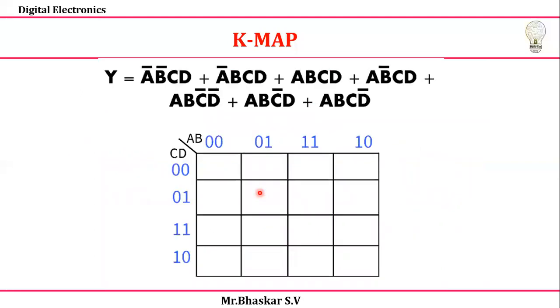Next, the four variable K-map. How to take the four variable K-map? Here we have A B C D, four variables. This is the way of representing a four variable K-map. If you want, you can take A B and C D here, or C D and A B here. It is your wish.